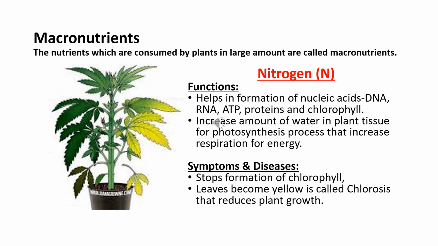So look at the picture. If the amount of nitrogen is less, then what happens? Symptoms: it stops the formation of chlorophyll, so leaves become yellow, which is called chlorosis. That reduces plant growth. Why did it turn yellow? Because chlorophyll isn't produced in the right amount. Look at the pictures on the left side. Those are healthy leaves, but these are not, due to the lack of nitrogen.